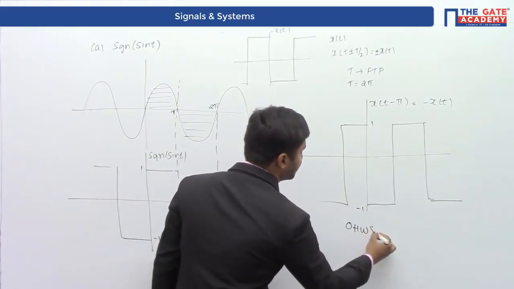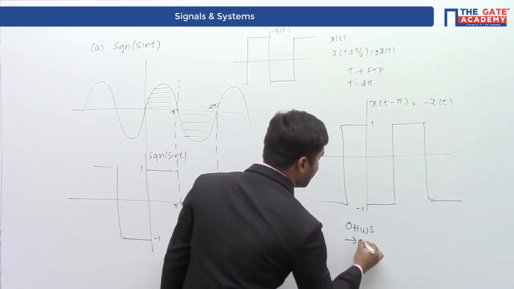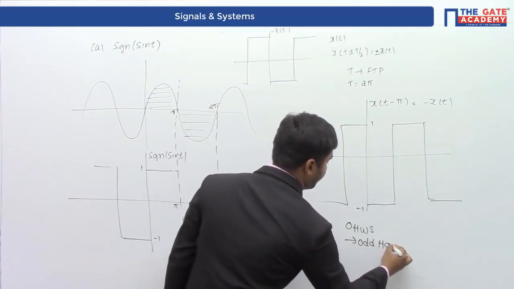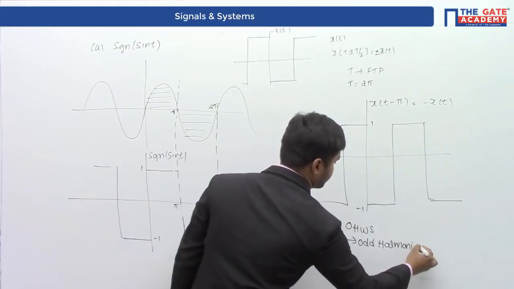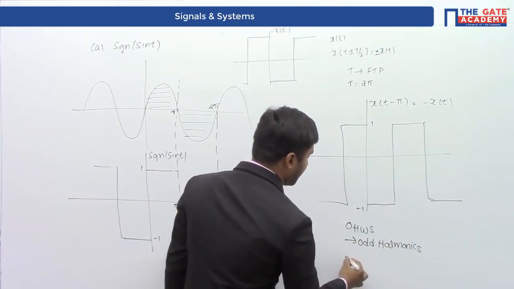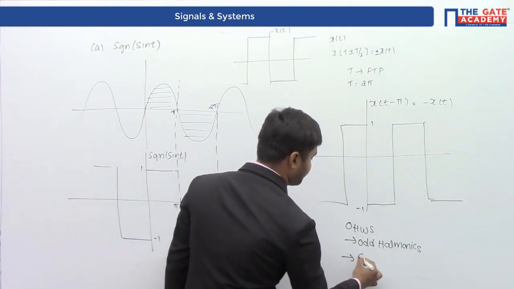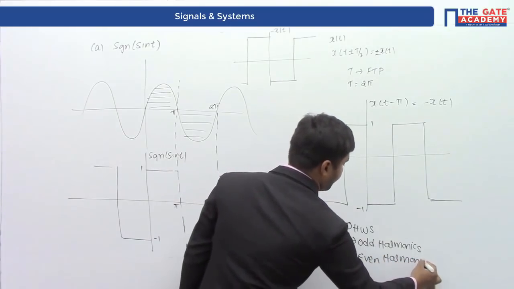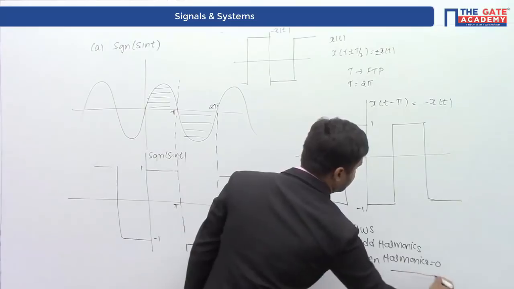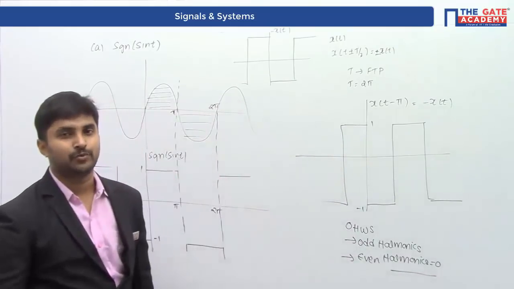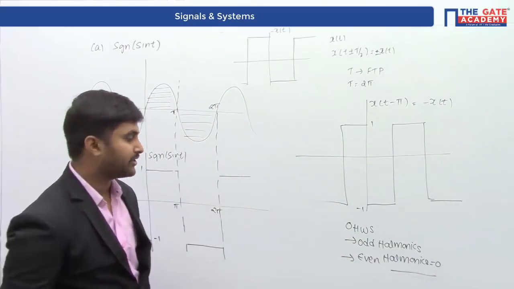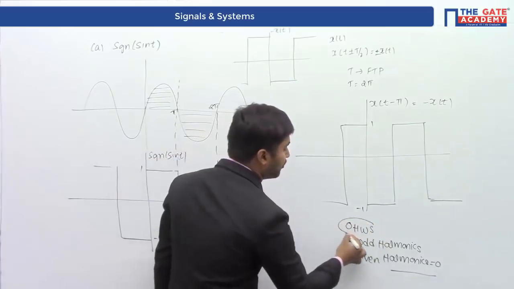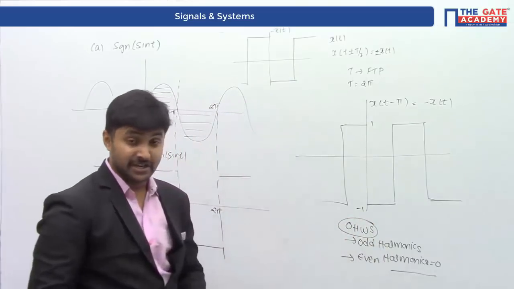When the signal satisfies odd half wave symmetry, it will only have odd harmonics. And the even harmonics are going to be equal to 0. The total even harmonics in the signal is going to be equal to 0. This is a very, very important point as far as the GATE examination is concerned.